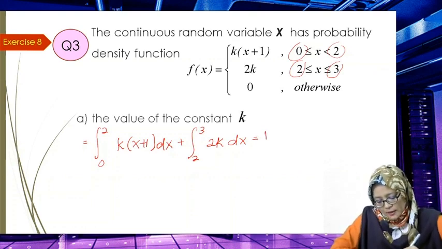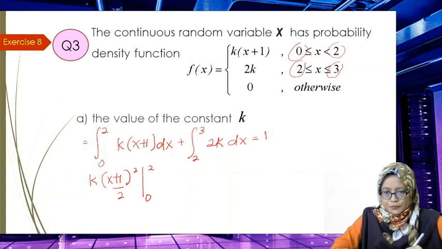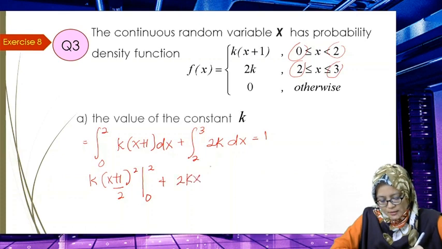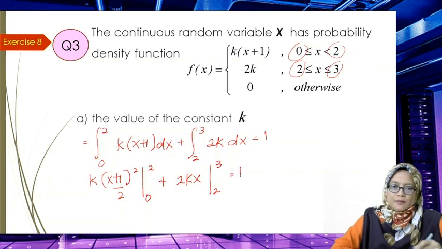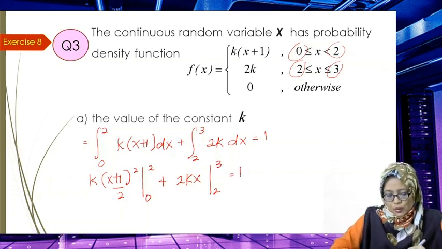Okay, so this one kita akan integrate k x plus 1, kita integrate, kita akan dapat x plus 1 square over 2. Substitute value from 0 to 2 plus 2k, integrate kita akan dapat 2kx from value 2 to 3 equal to 1. So ini 2k is a constant, boleh keluarkan. So means that you akan integrate 1 dx. Integrate 1 dx, awak dapat x lah.